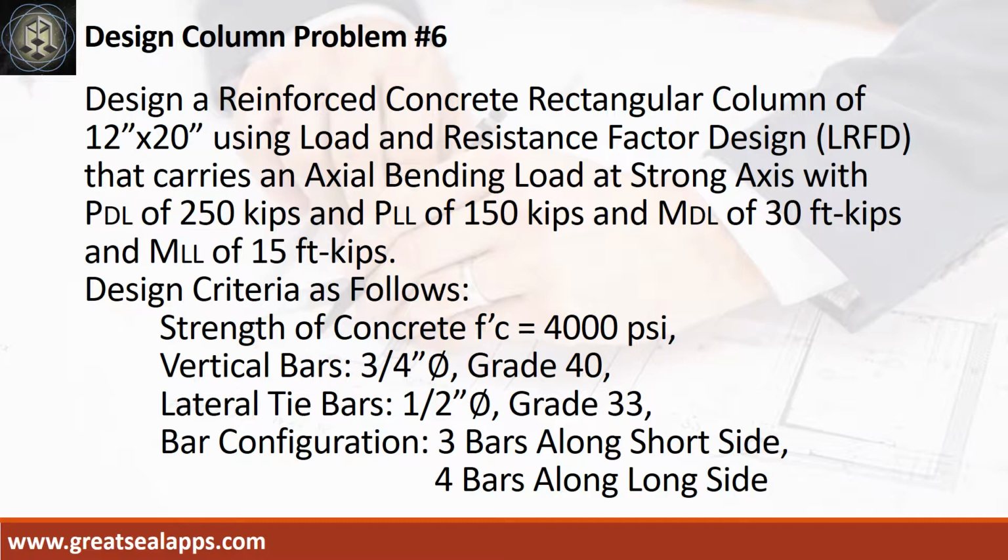Design criteria as follows: strength of concrete 4000 psi, vertical bars 3/4 inch diameter grade 40, lateral tie bars 1/2 inch diameter grade 33, bar configuration 3 bars along short side, 4 bars along long side.